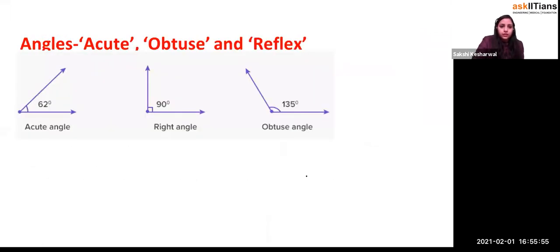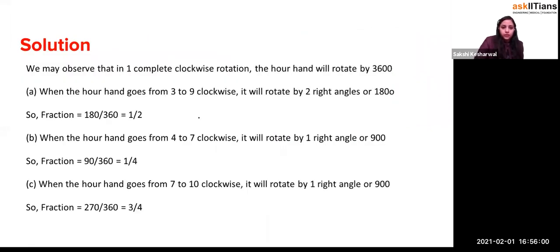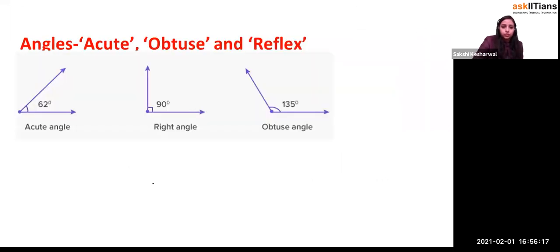Now coming to the next slide, it says acute angle, obtuse angle. Actually, there should be one correction. It goes 90 degrees. So the fraction is, better, 90 by 360, which is equal to 1/4. Yeah, this is the correction because this is wrong. It says over here rotate by 90 degrees. So the fraction will be 1 by 4, not 360.